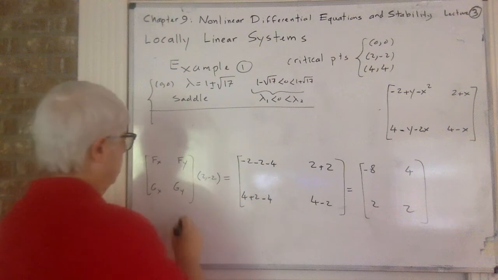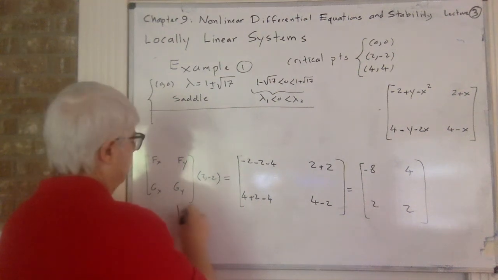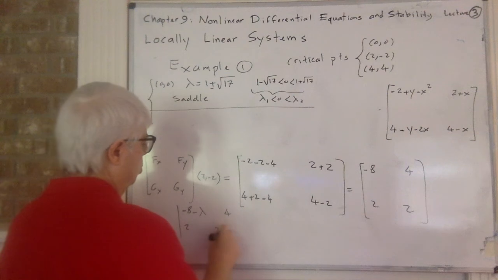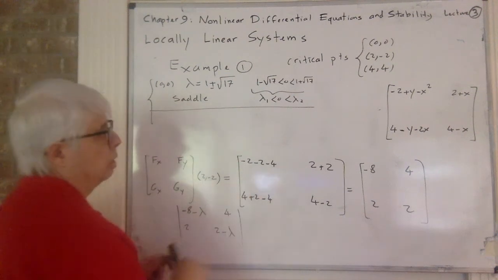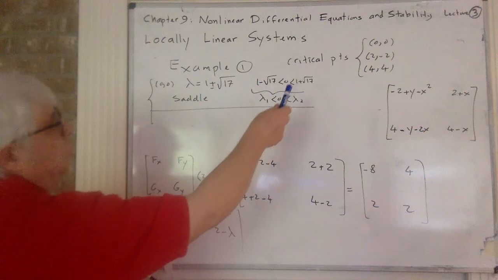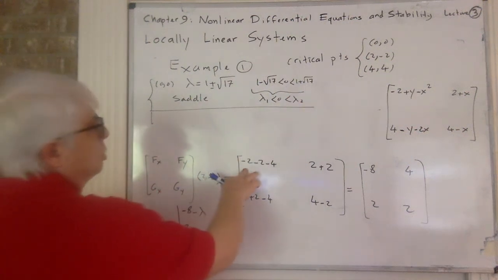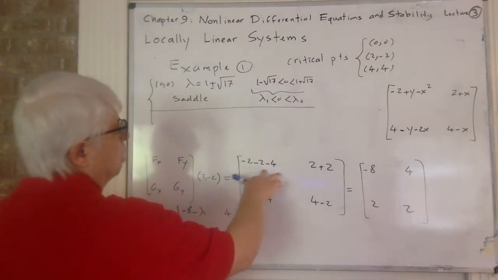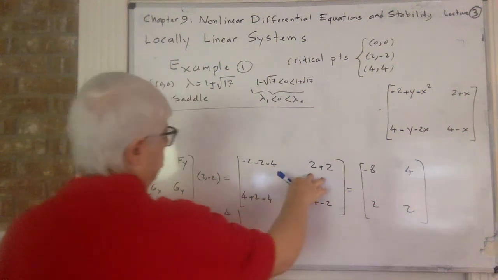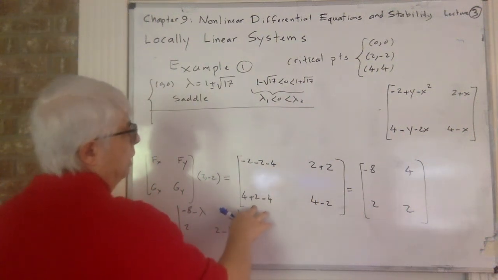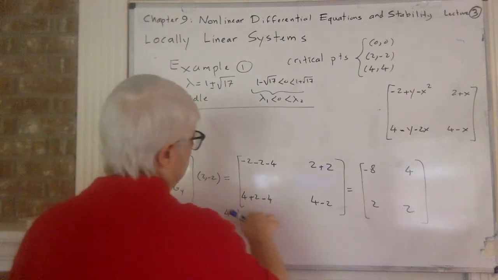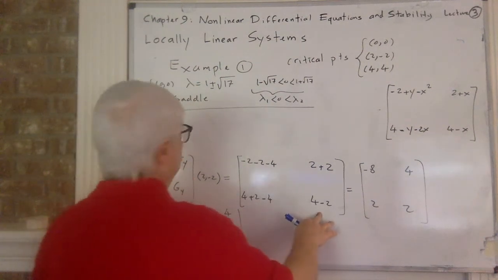So, minus 8 minus lambda, 4, 2, and 2 minus lambda. Let me double check. I'm in a hurry, but that is okay. So, minus 2 plus y, minus 2 minus 4, that is minus 8, that's correct. 2 plus 2, that's 4, correct. 4 minus y is plus 2, minus 2x minus 4. So the 4s cancel, those 2. And 4 minus x, okay.